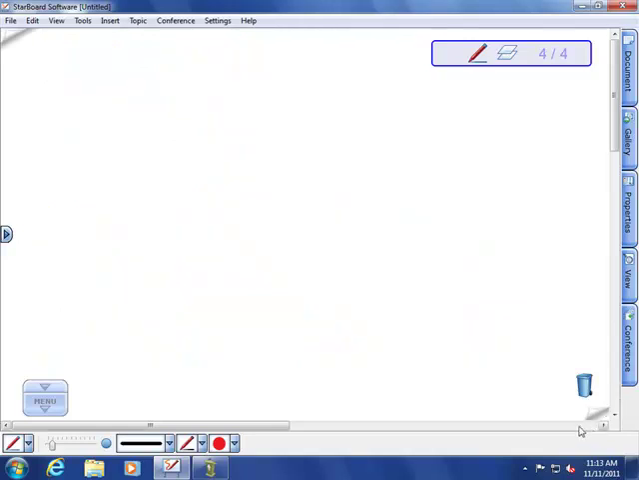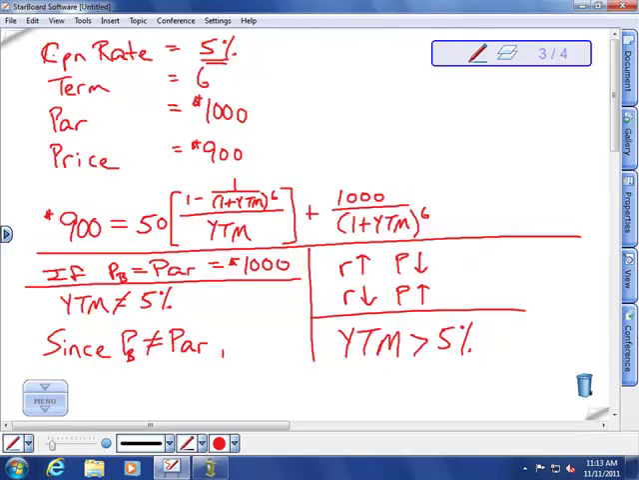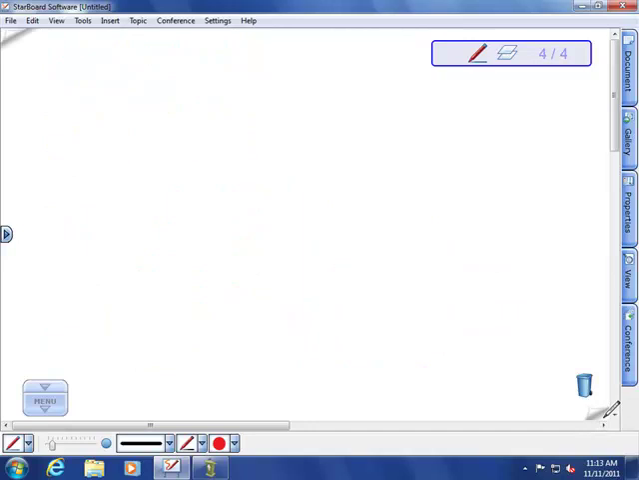So let's try 8%. Oops, what happened? We reverted back there. There we go. Let me just put a question mark there. Is the yield to maturity 8%? Well, when we plug the 8% into our bond valuation formula, we come up with a price of $861.31.